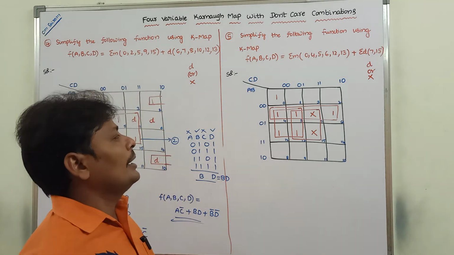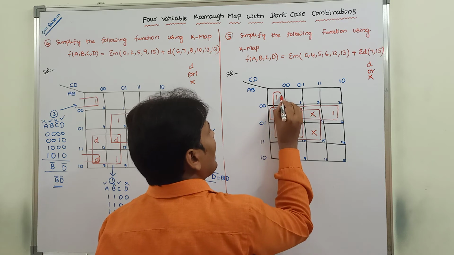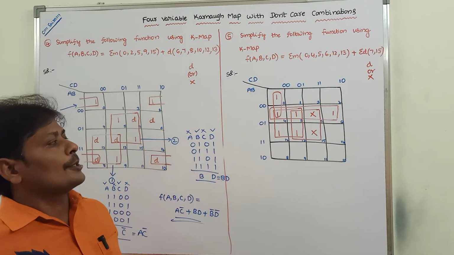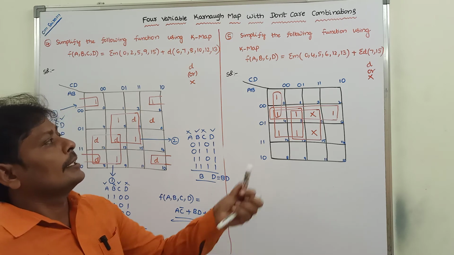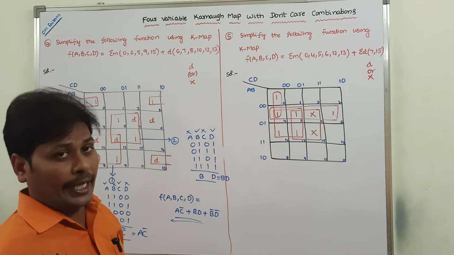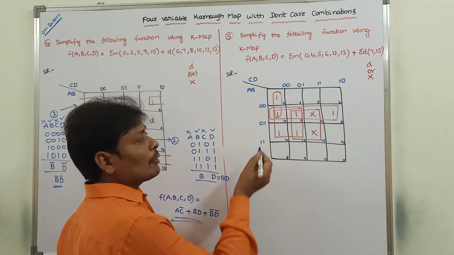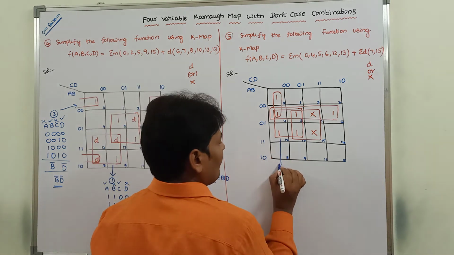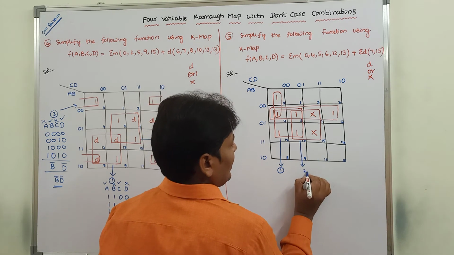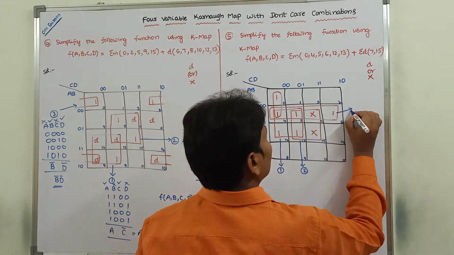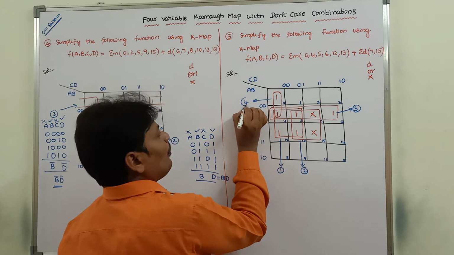Okay. Next one here, this one and this one can be formed as a pair. Okay, so 3 quads and 1 pair we are getting after covering these minterms and these don't cares. Now we are simplifying this 3 quads and 1 pair. So this is the first quad and this is the second quad and this is the third quad and this was the pair.